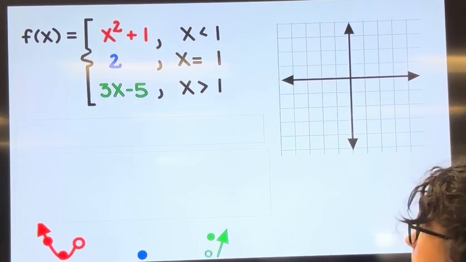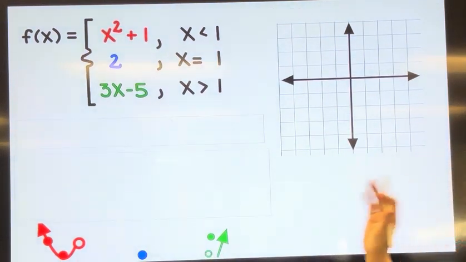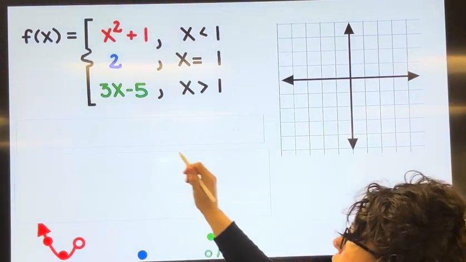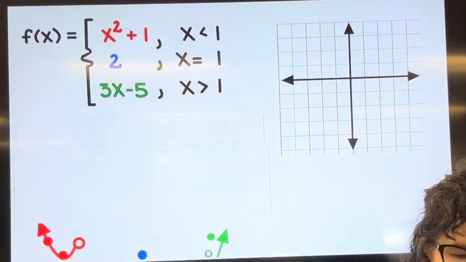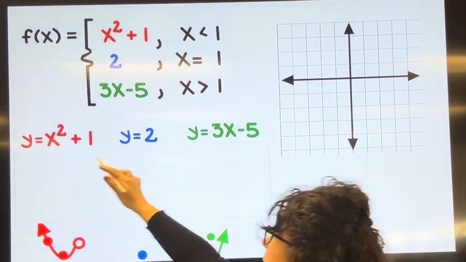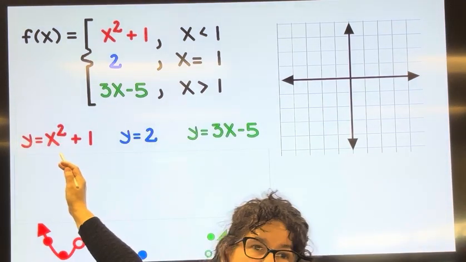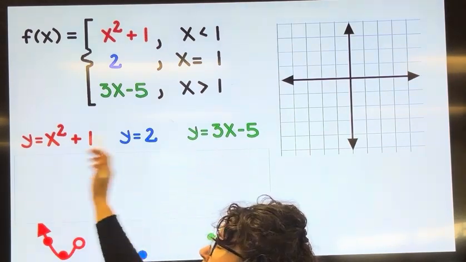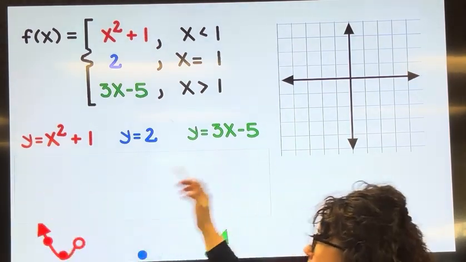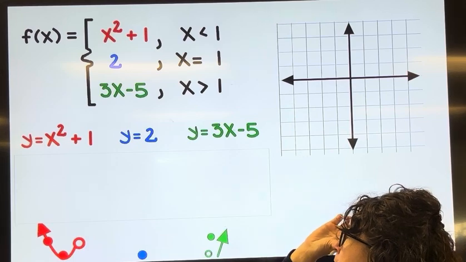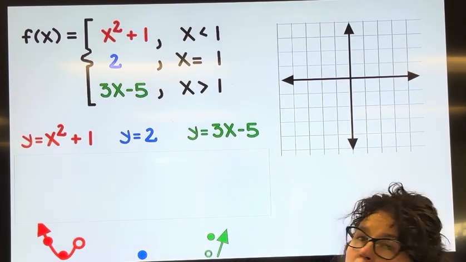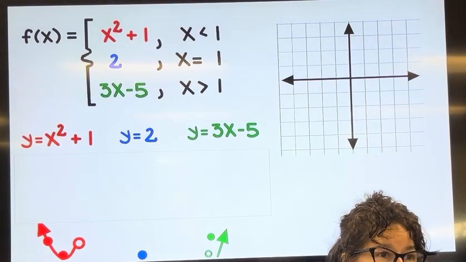Okay, so here's one more. This time I have y equals x squared plus 1, y equals 2, and y equals 3x minus 5. Okay. If I graphed all of it, it's a parabola. This is a line that goes through the y-axis at 2, a horizontal line, and this is just a diagonal line, positive slope. We're only going to keep part of it.